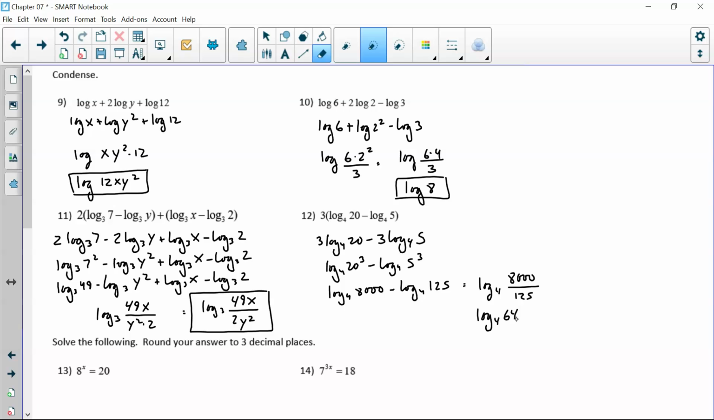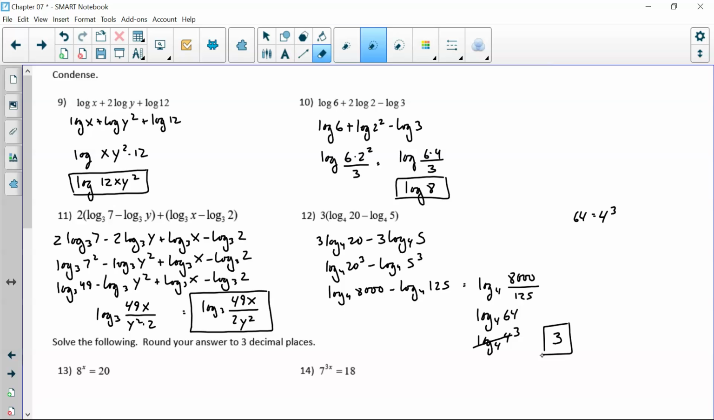Since we have that coefficient, let's think about it. 64 is the same as 4 to the third power. So I could rewrite this as the log base 4, and instead of 64, it's 4 to the third. You see how the log of the base and the base of the exponential are the same? They undo each other. So all of that, and we end up with just 3. There's a couple of different ways to do that one. It'll all get you to the same answer of 3.